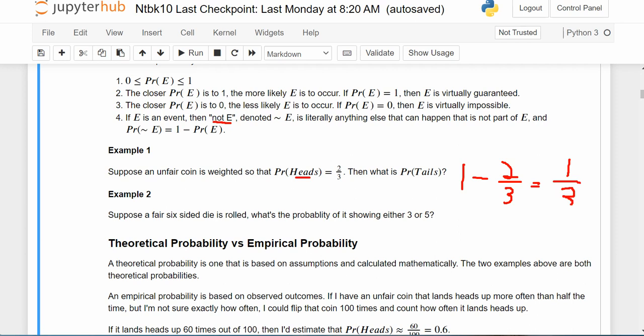So it's just like the chance of rain. If the chance of rain is 40%, the chance of not rain is 60%. We're just taking 100% and subtracting. Or in this case, in decimal or fraction form, we take 1 and subtract.